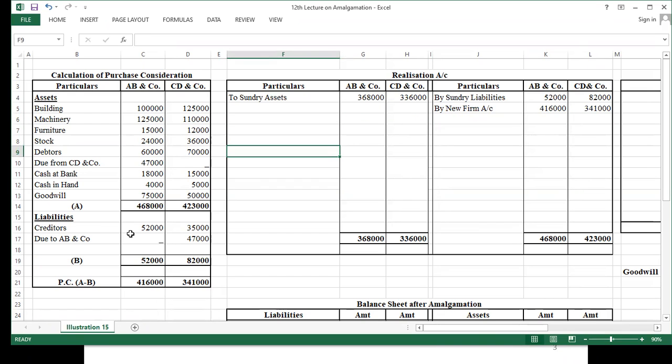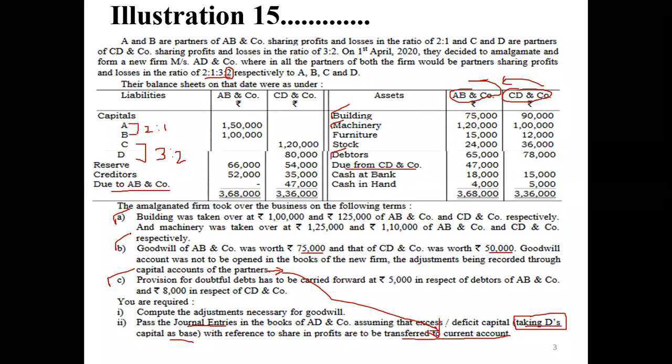So straight away we will find out the realization profit, which is transferred to partners' capital account. So we have partners A, B, C, D. Let's find out their profit. Here it is 1 lakh rupees straight away. And coming to C and D, it will be, I think, 87,000. Now this amount is to be distributed amongst the partners as per their profit sharing ratio. A and B are partners in the ratio of 2:1, whereas C and D are partners in the ratio of 3:2.